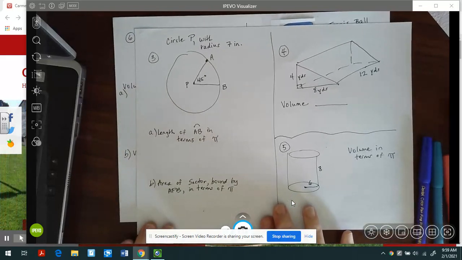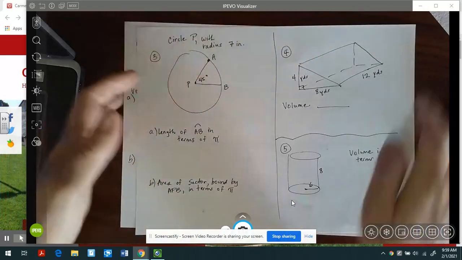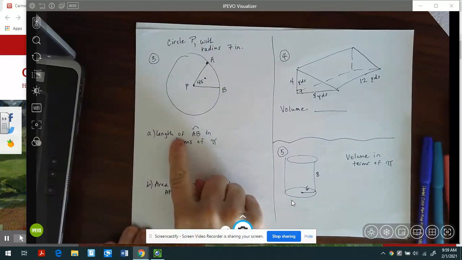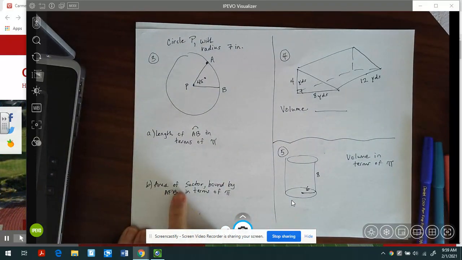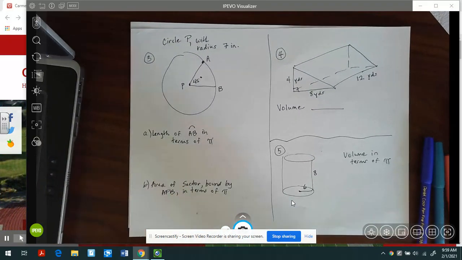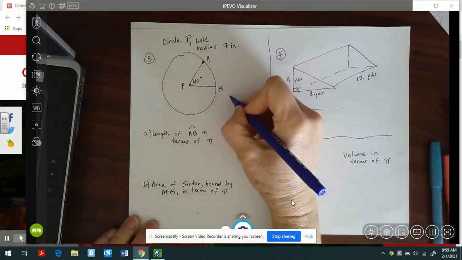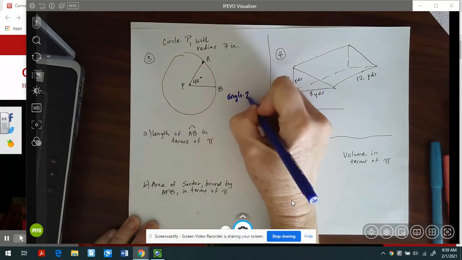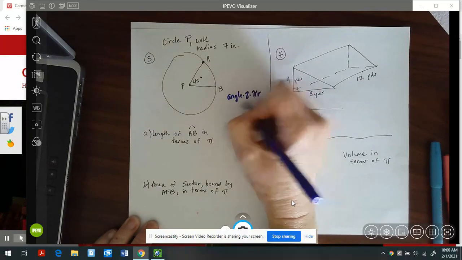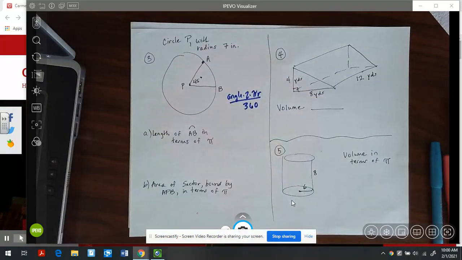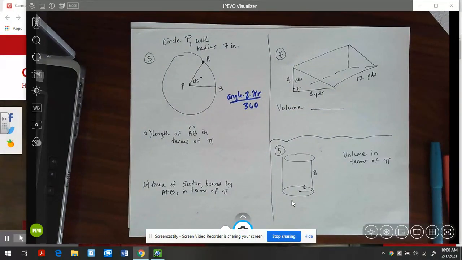Number 3, we are going to be solving for the length of the arc as well as the area of the sector. So these were the first 2 lessons you learned. The formula for length is angle times 2 pi r all over 360. Please find the length of arc AB and leave your answer in terms of pi.